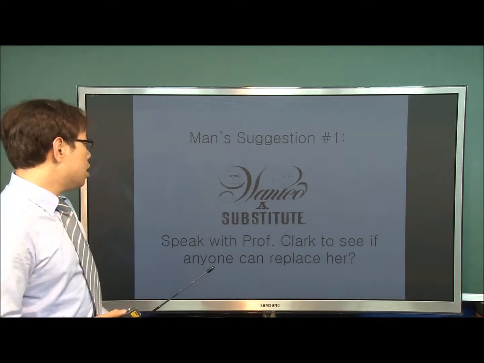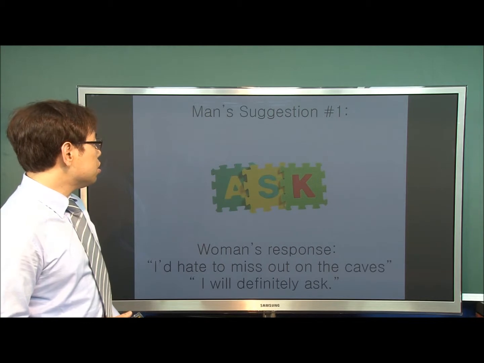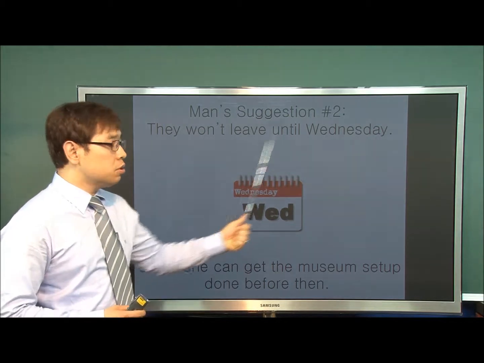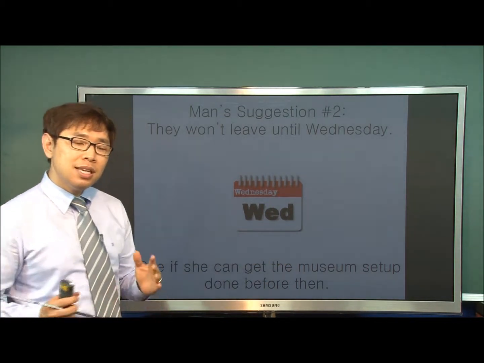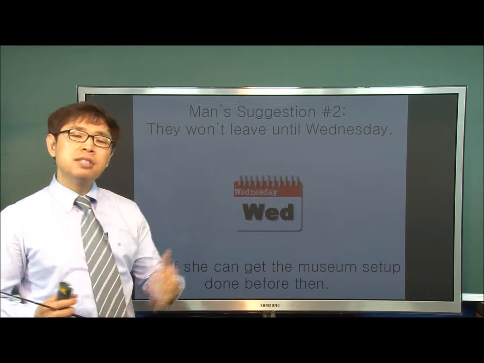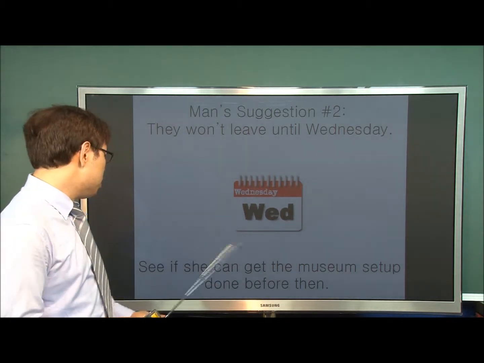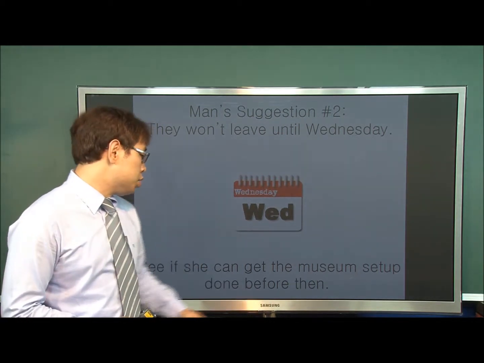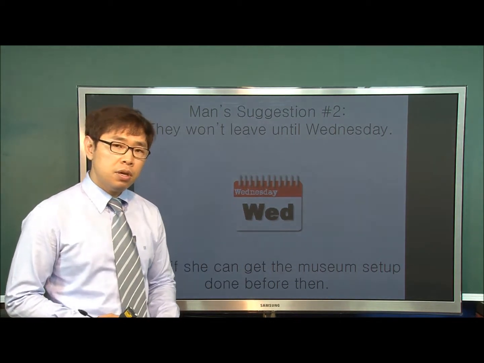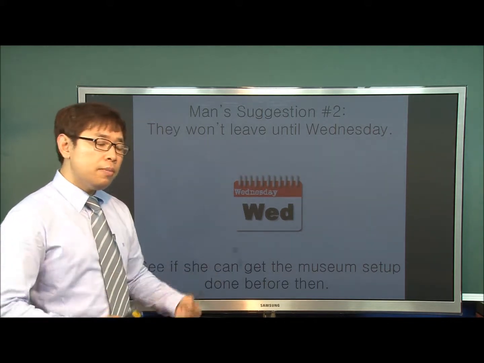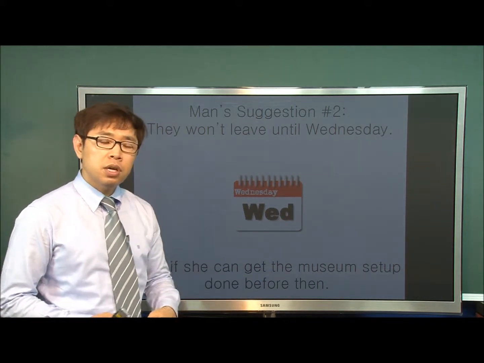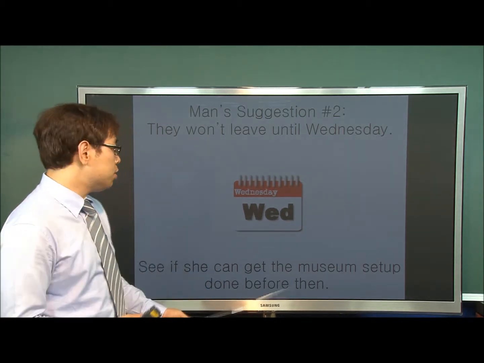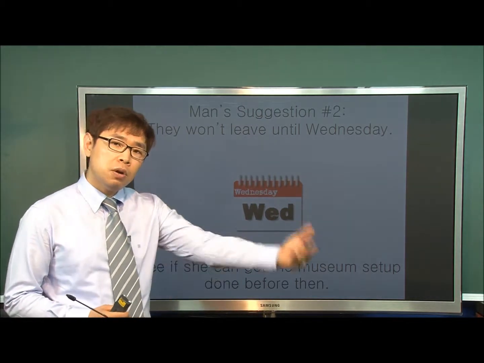The next suggestion is that they won't leave until Wednesday. So the field trip isn't until Wednesday, and she has a few days left. He asked her to see if she can get the museum setup done before then. Try to go there for maybe 24 hours or 12 hours and help finish the museum setup. If she finishes by Wednesday, she can probably go with them.